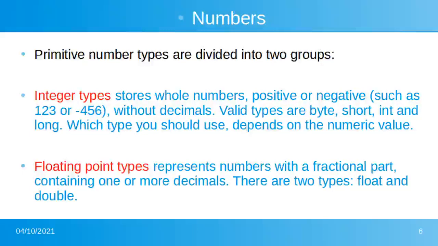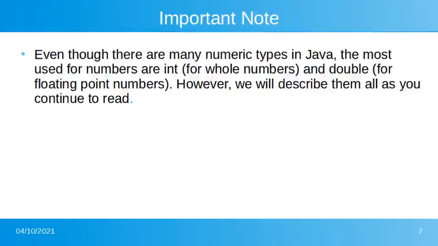Valid types are byte, short, int and long. Which type you should use depends on the numeric value. Second one is floating point types, which represent numbers with a fractional part containing one or more decimals. There are two types, float and double. Even though there are many numeric types in Java, the most used for numbers are int for whole numbers and double for floating point numbers. However, we will describe them all as you continue.